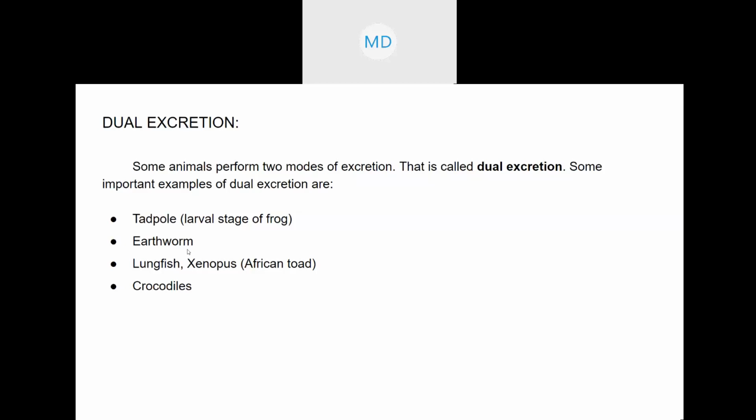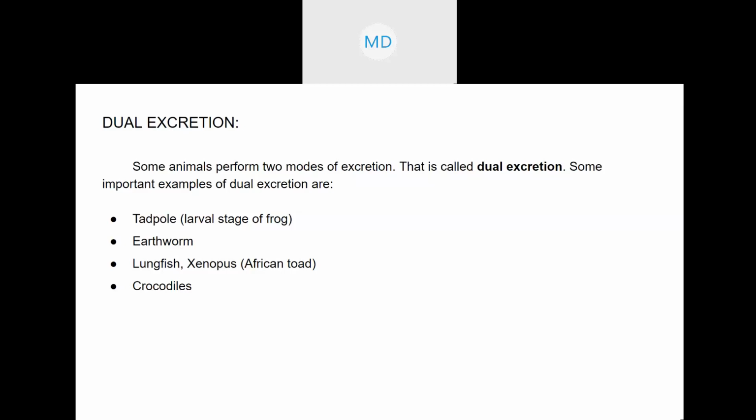Tadpole, when it is small, it shows ammonotelism. When it becomes a frog, it is ureotelic. But earthworm is not like that. Earthworm throughout their entire life, it's not like a larval stage. Throughout the entire life, whenever earthworm stays in the water, it shows ammonotelism. Whenever it is out of the water, it is ureotelic.